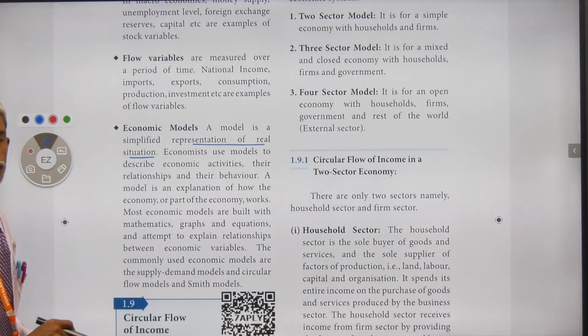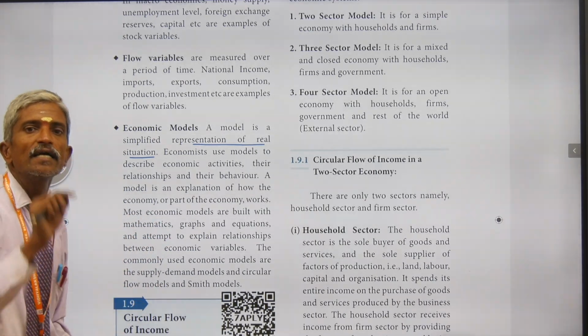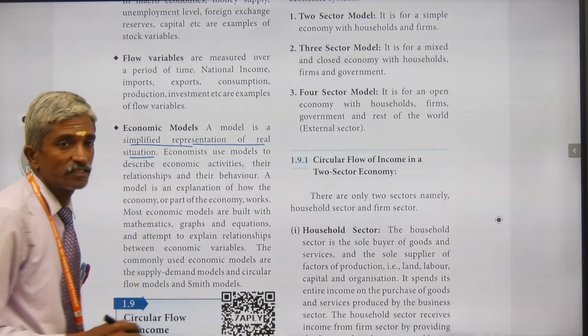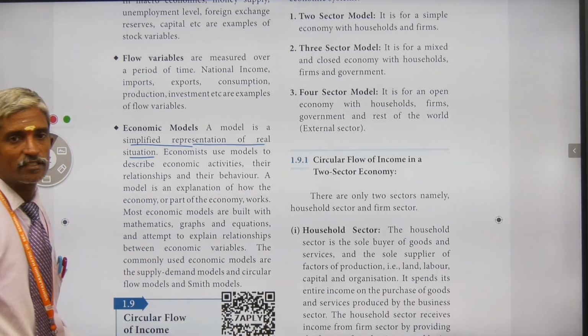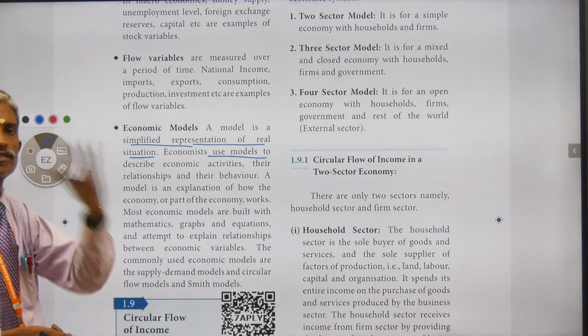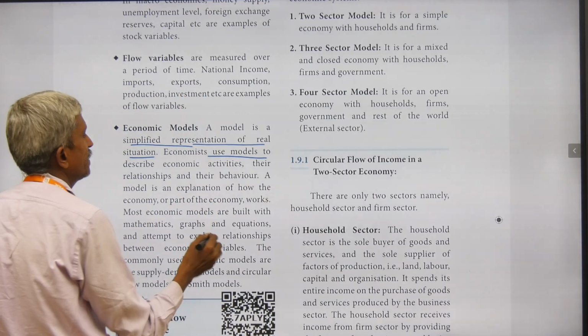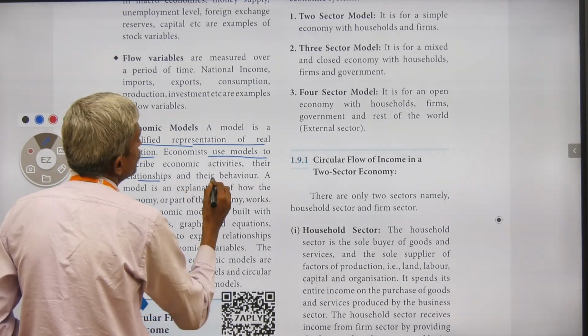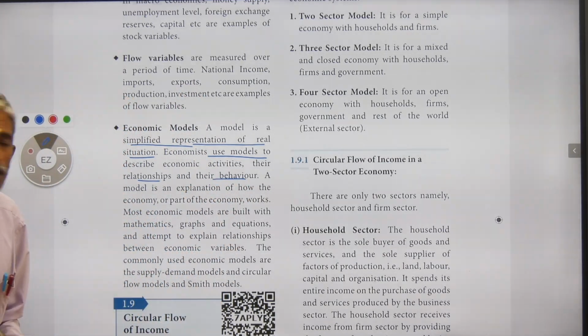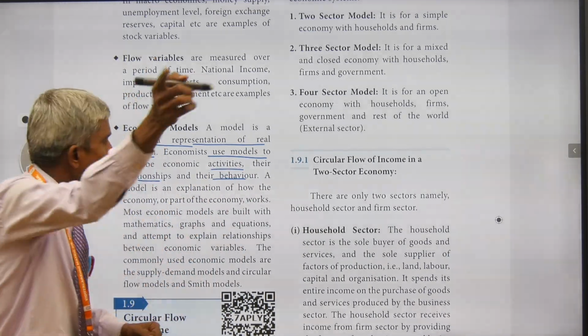It's a 2 mark question. What is an economic model? Suppose if it is asked, what do we have to write? First of all, it is a simplified representation of a real situation. Economists all over the world use models to describe activity, relationship and behavior. What for do economists use models? Basically for activity, relationship and behavior.